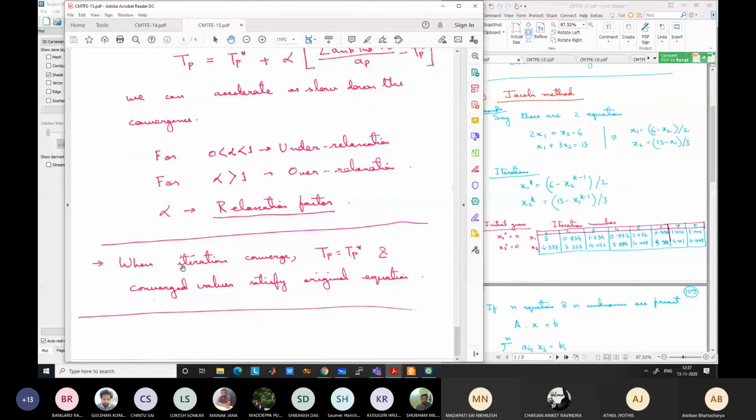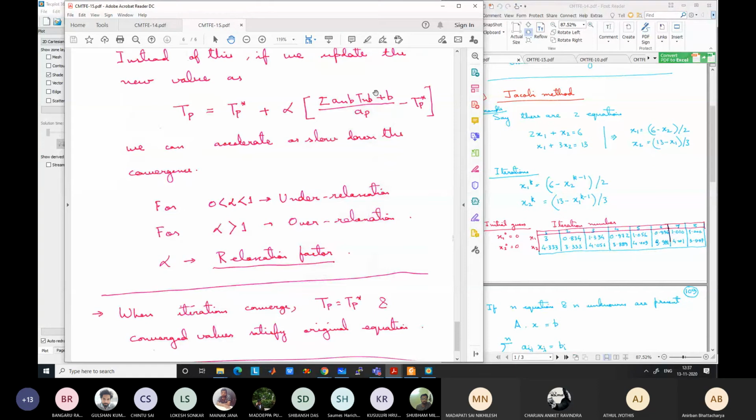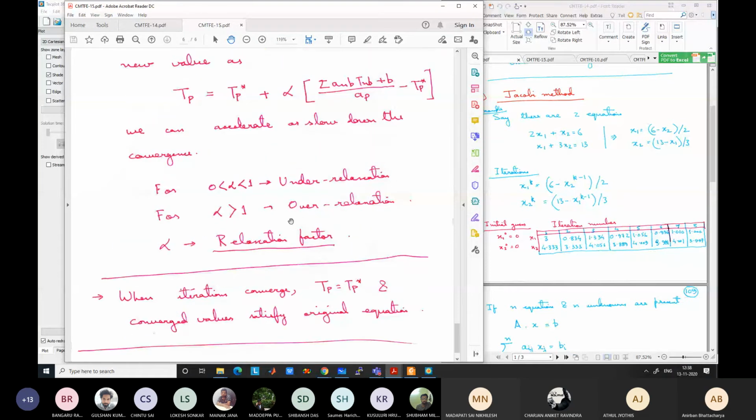The final thing to note here is that when iterations converge, TP will become equal to TP star in the limit that iterations have converged. The old iteration and new iteration values should be equal. At the limit of convergence, it does not matter what change you are taking here, because this change will become 0, so this alpha value does not matter. Any alpha value should not change the correct solution. It just changes the speed of solution and the chances of going towards the correct solution, but the correct solution will not change, because at the correct solution this change is 0.